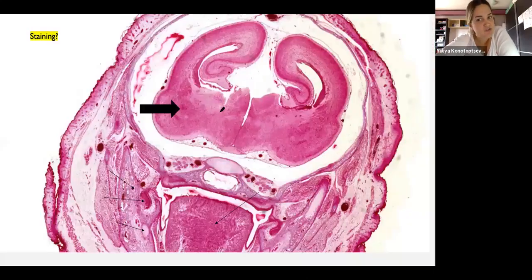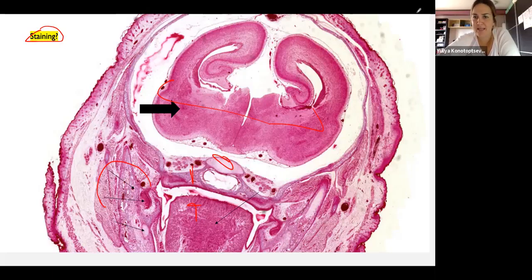Now, here the staining is going to be very interesting. I'm going to tell you immediately it's not H&E, right? So that's why I ask you, what's the staining? This tissue right here is the brain, right? This is the nasal septum part of it. This is the hard palate, tongue. We're going to go to this area right here. And there is an additional arrow pointing here.